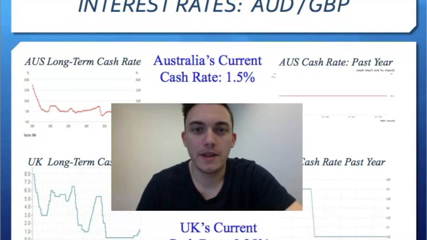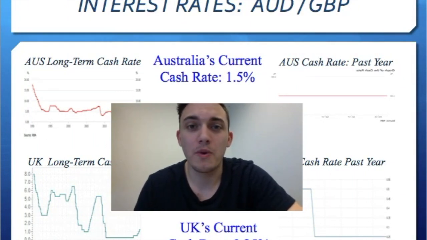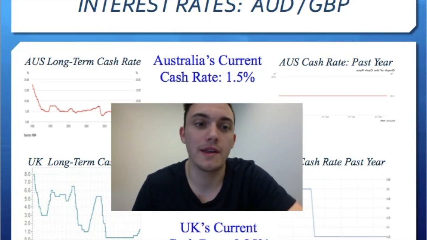Now we will begin to compare the economic indicators between the Australian dollar and the British pound. As previously stated, Australia's interest rate has remained at 1.5% for the past year, as well as the UK's cash rate, which had remained consistent for the past 6 years until 2016, and is now 0.25% for the past year. In 2016, the UK interest rate dropped from 0.5% to 0.25% when the UK had a referendum and decided to leave the European Union. This is also known as Brexit.